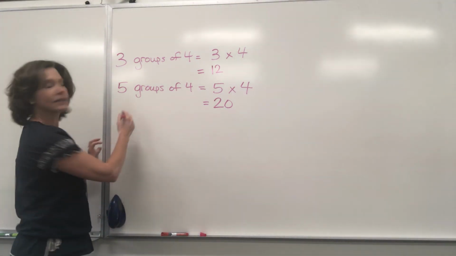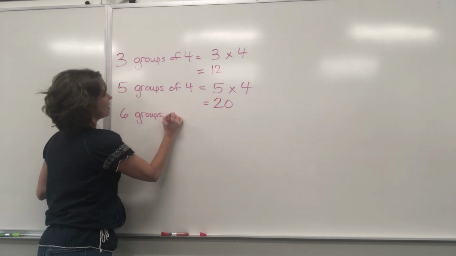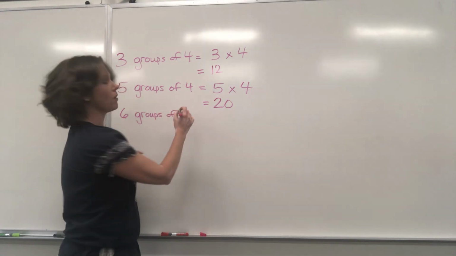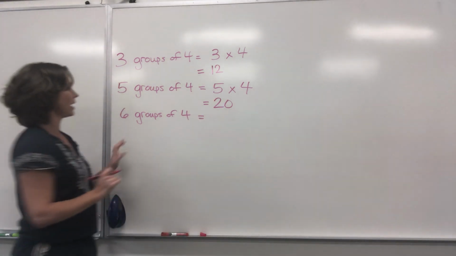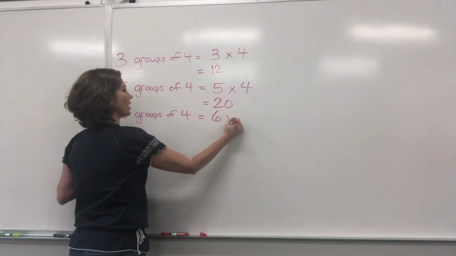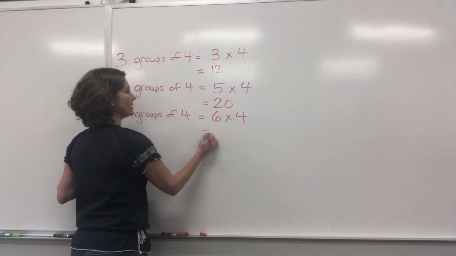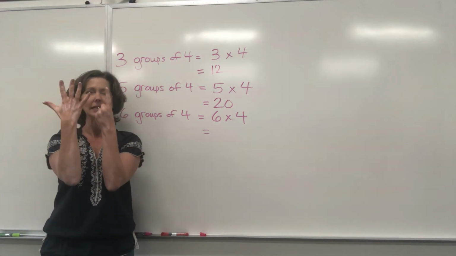For success, number 3, 6 groups of 4. Please write the number sentence that you would have for 6 groups of 4. Check with me on the board. You should have 6 times 4. What is that answer? Count by 4s. Do it in your head or do it on your fingers. You're going to do it 6 times.